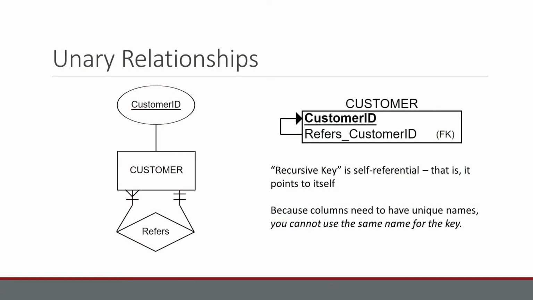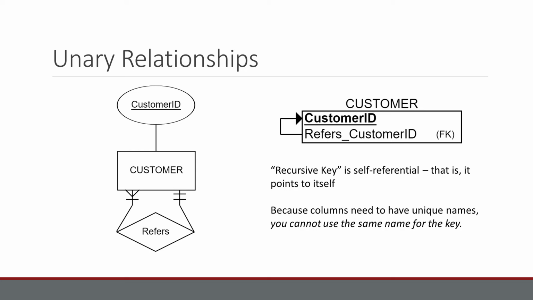Unary relationships are handled exactly the same way as binary relationships, but the foreign key loops around and points to the primary key in its own table. In ERD+, this feature is called a recursive key. One thing we have to keep in mind is we can't have the same name for two columns in the same table. When we're pointing to a key in another table, as we have been up until now, we haven't needed to worry about this. But when we're pointing to the same table as we are with a customer here, we have to give it a different name. In this case, I chose refers_customer ID to include the name of the relationship.